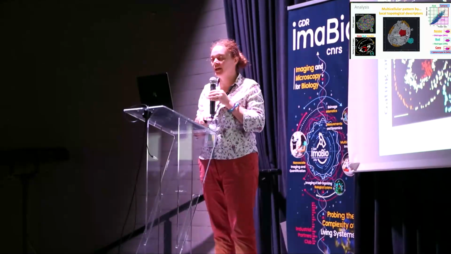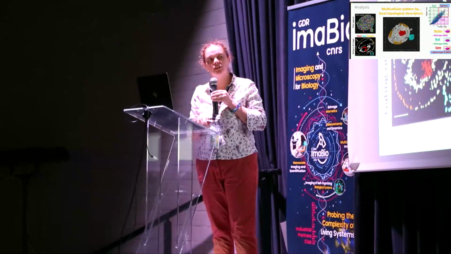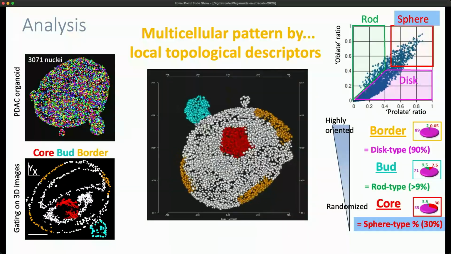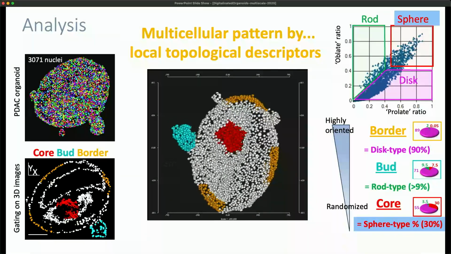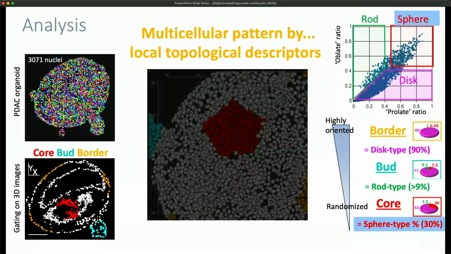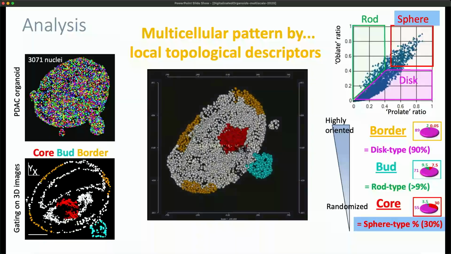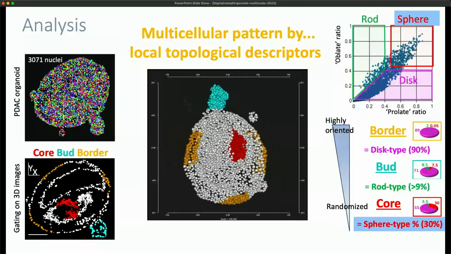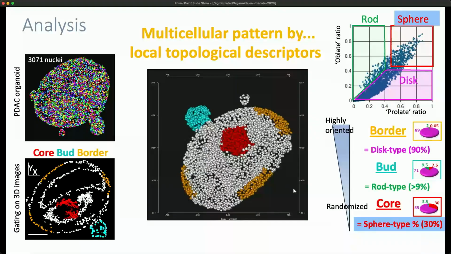Where we can see that it's more the rod type that is present in this region. So now we can clearly quantify what we think it is, and it's not only a qualification of the structure, it's really a quantification of the structure and the organization at a multicellular level.